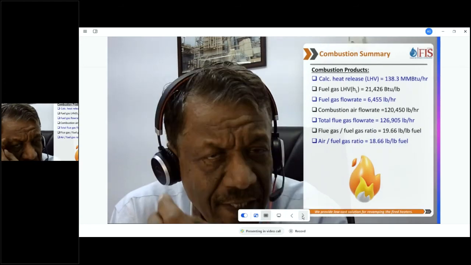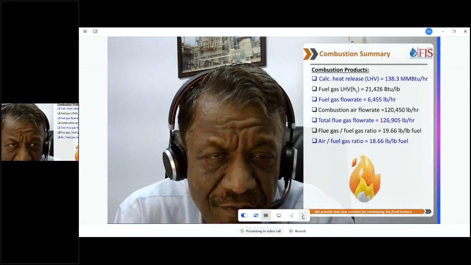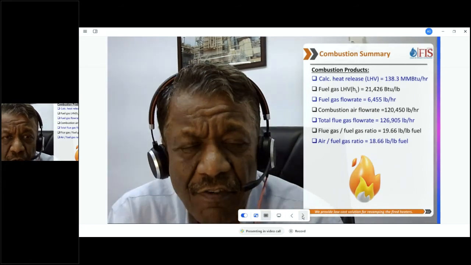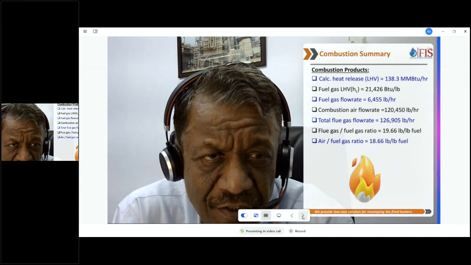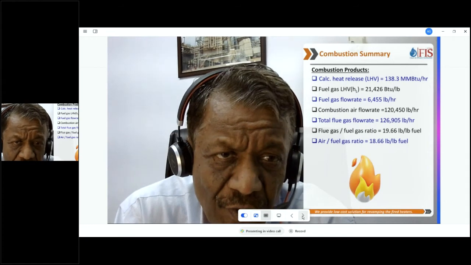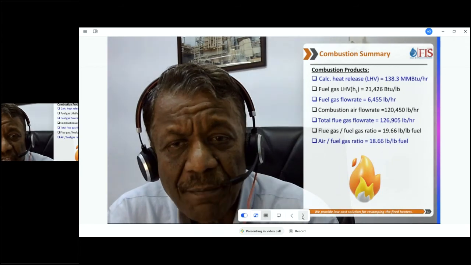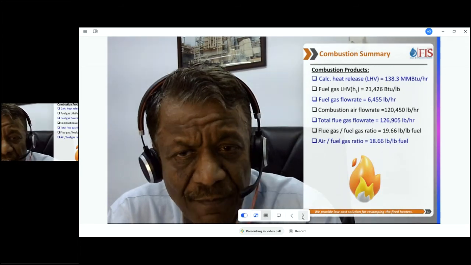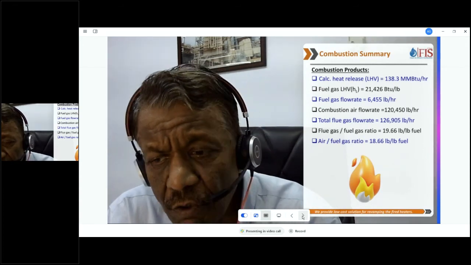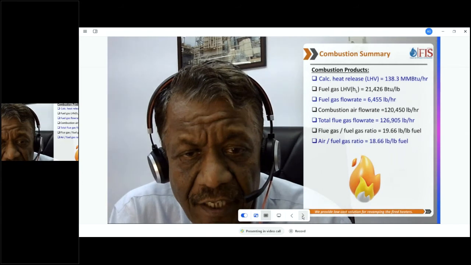So here my colleagues have done the combustion products. What will be the firing rate for this heater? We calculated 138.3 million BTUs. Then we calculated the fuel gas flow rate, about 6,455 pounds an hour. We came up with the combustion air flow rate and total flue gas flow rate. So we did all these stoichiometric calculations so that we can make the enthalpy curve for the flue gases, and then we can do the heat balance. So this is a very standard exercise we do. We start with combustion as one of the first steps for doing fired heater design.